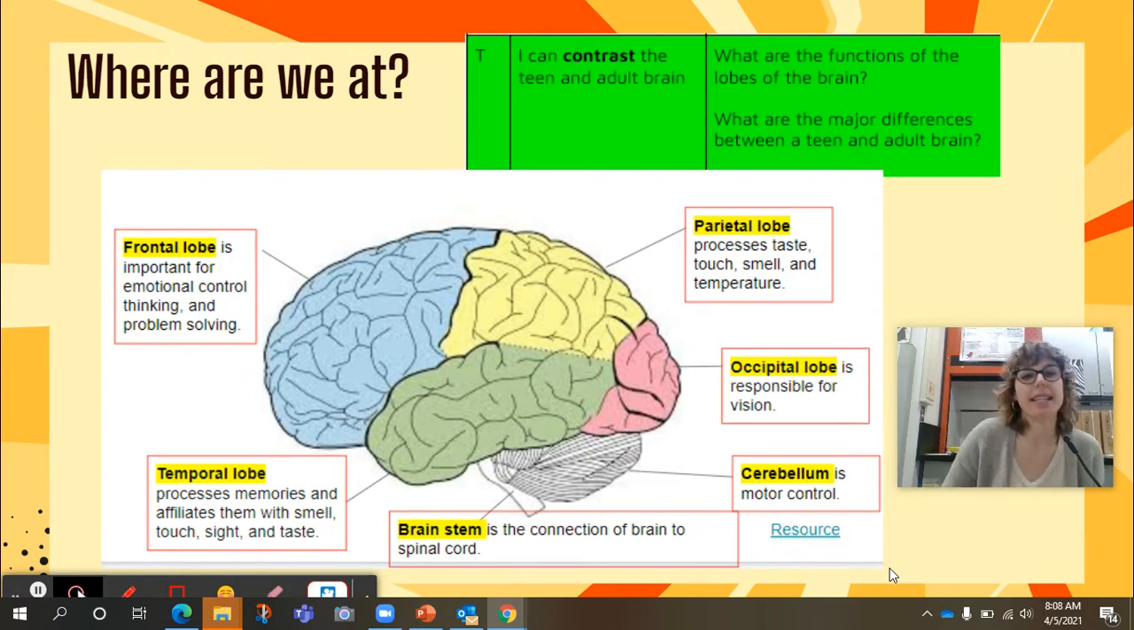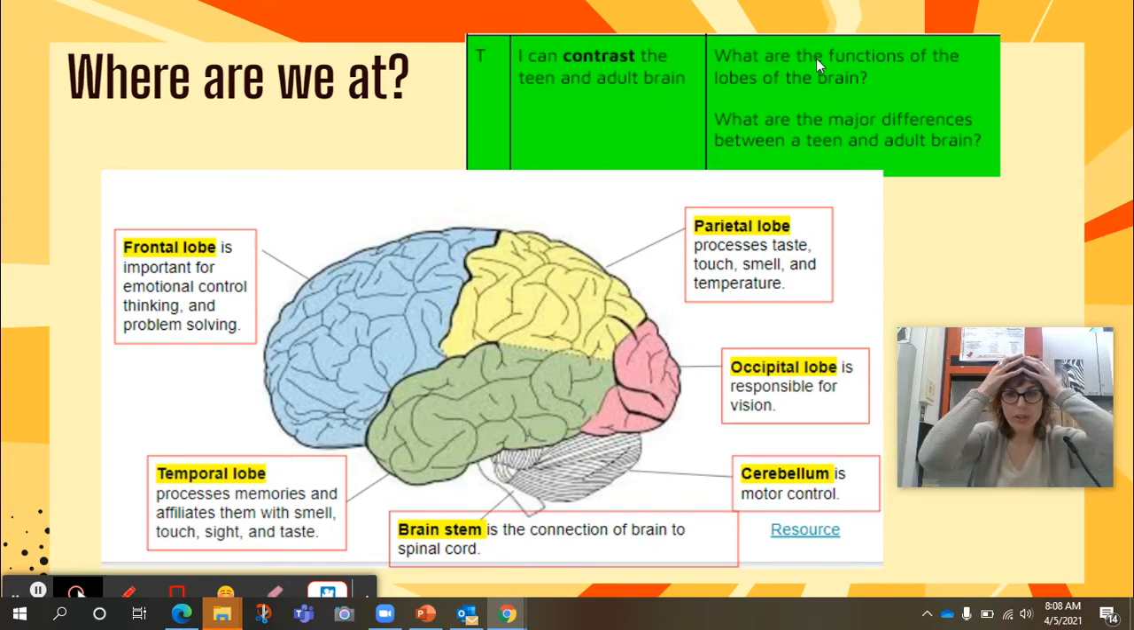So the first one is that I can contrast the teen and adult brain. And we had these two guiding questions. What are the functions of the lobes of my brain? So that outer 2 inches, that cerebral cortex, there's 4 major lobes. And then what are the major differences between the teen and adult brain? So let's go over those lobes.